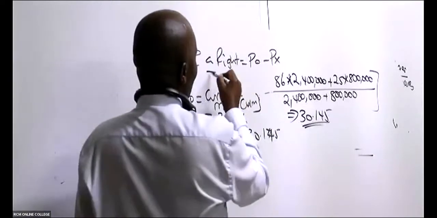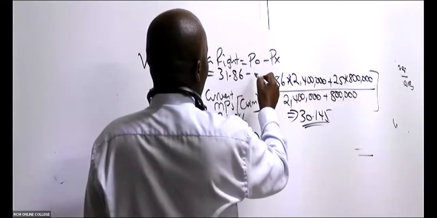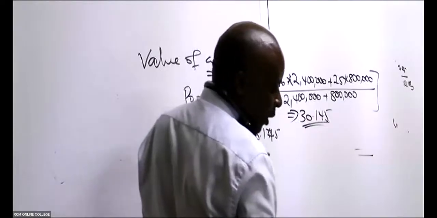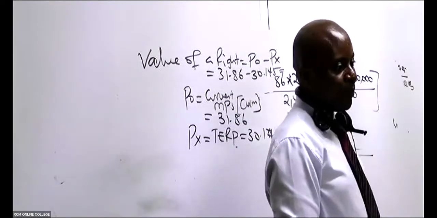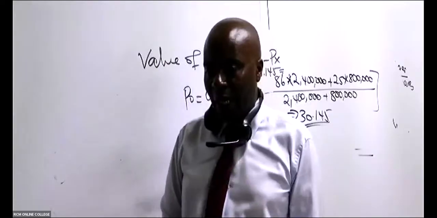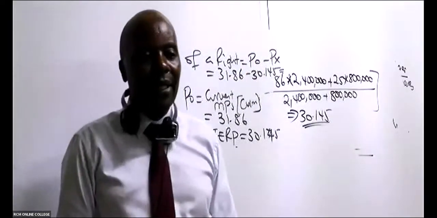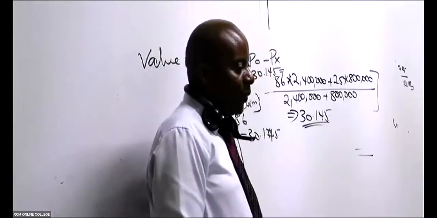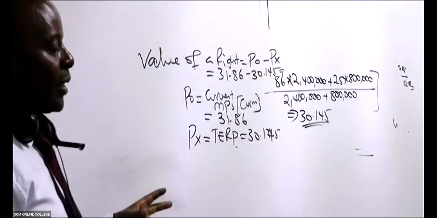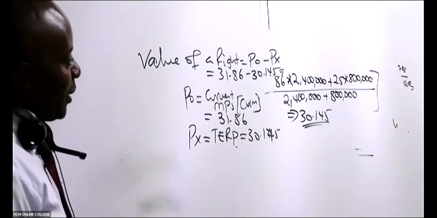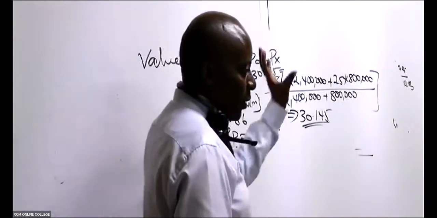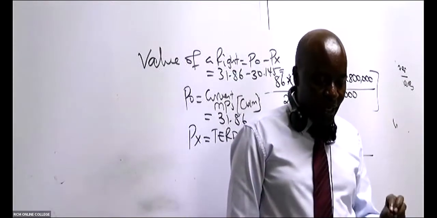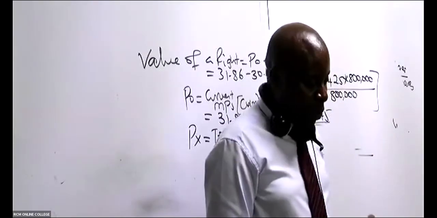So you go ahead and subtract them. This is 31.86 minus 30.145, which will end up giving me what figure? So PO minus PX. And then PO, don't work with 30. PO shall work with the cum-rights price. Never forget that, because this is not your usual share. This is coming up with what here?